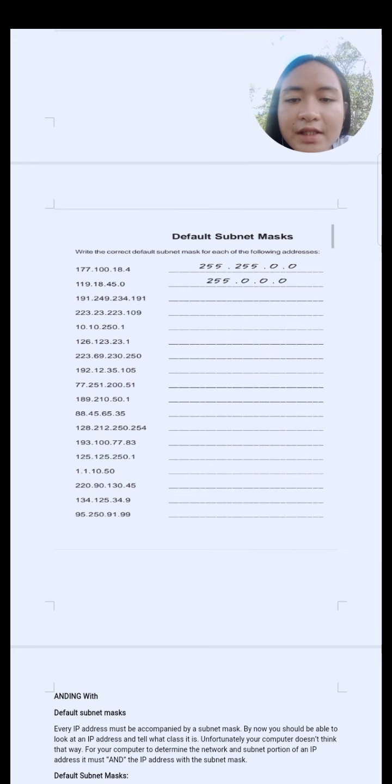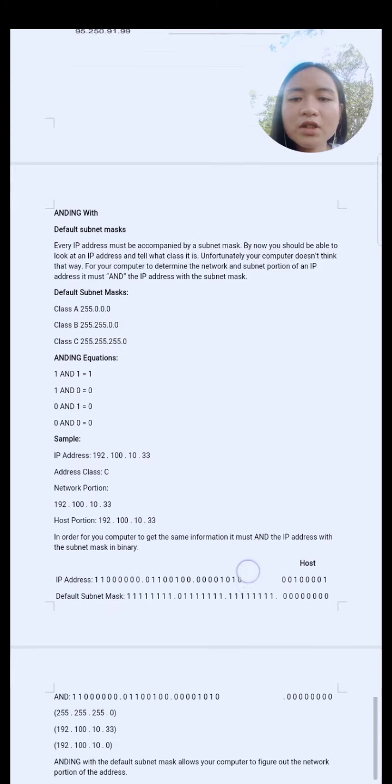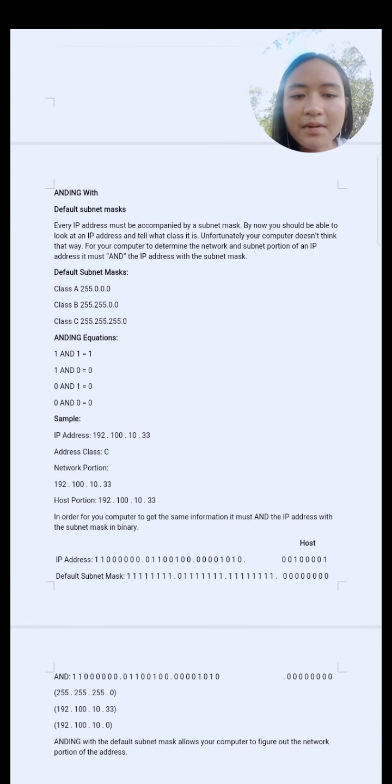The next we have default subnet mask. Write the correct default subnet mask for each of the following addresses. So the first, the default subnet mask of 177.100.18.4 is 255.255.0.0. And then for 119.18.45.0, the default subnet mask is 255.0.0.0. So let's proceed to ending with the default subnet mask.